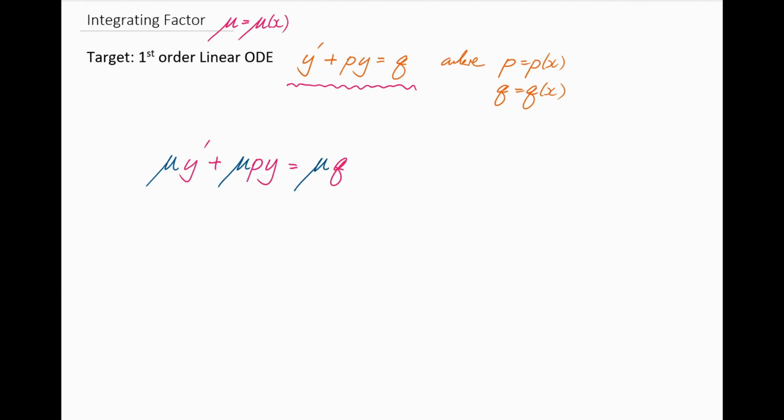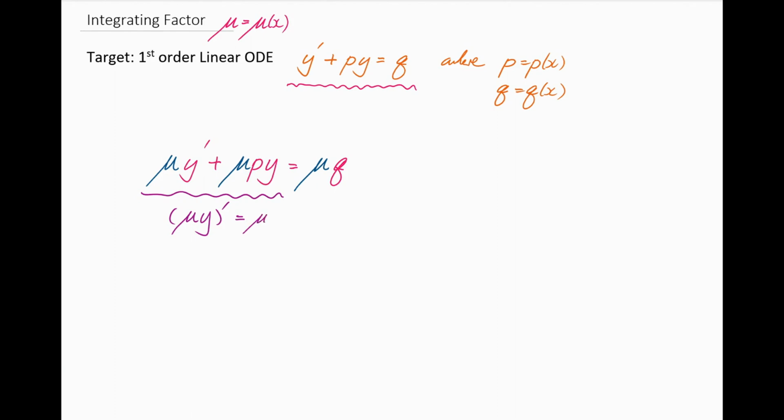It is possible, right? And the trick is now I'm trying to make the left-hand side collectively put it as (mu y)'. What is that? Mu y, let's take a look. Mu is a function of x, y is a function of x. Those two functions, if they are multiplying with each other and we take differentiation, we're going to use the product rule, right? What do we get with the product rule?